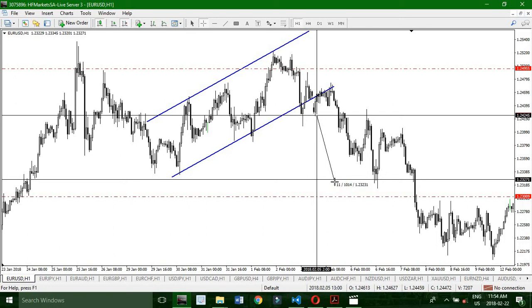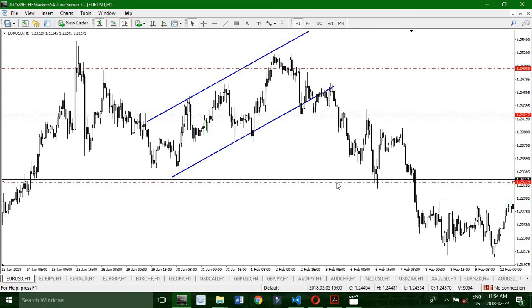Oops, went a little bit too far. So this level, just where price is at the moment, that would be our target. Easy, simple, and straightforward money making machine.